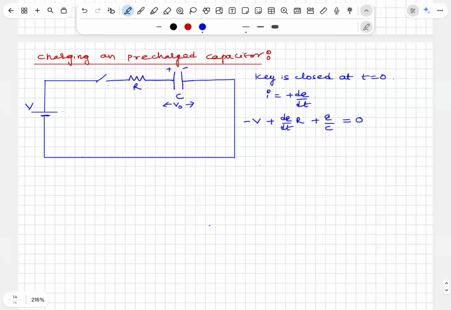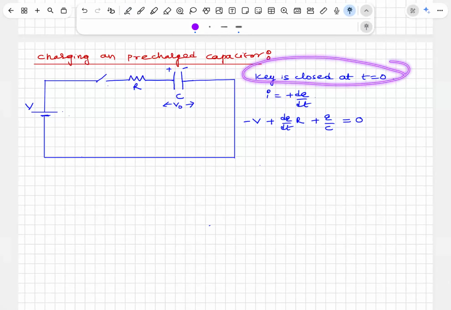Right. Thank you. So we are working on charging and pre-charged capacitor. I already showed you the circuit, and I am assuming the key is closed at t is equal to 0. I is equal to plus dq by dt because it is further charging. That's the case I am taking.